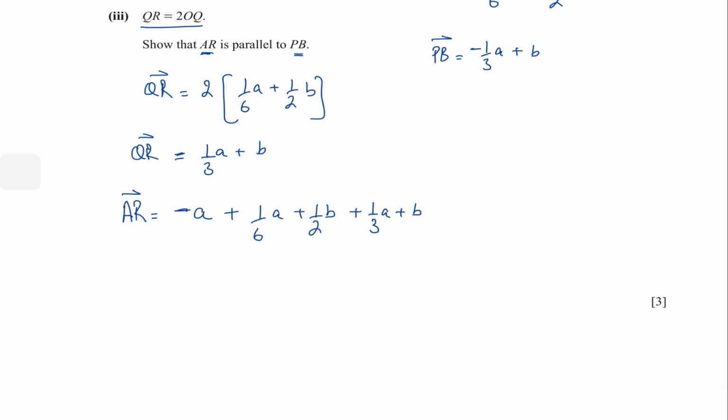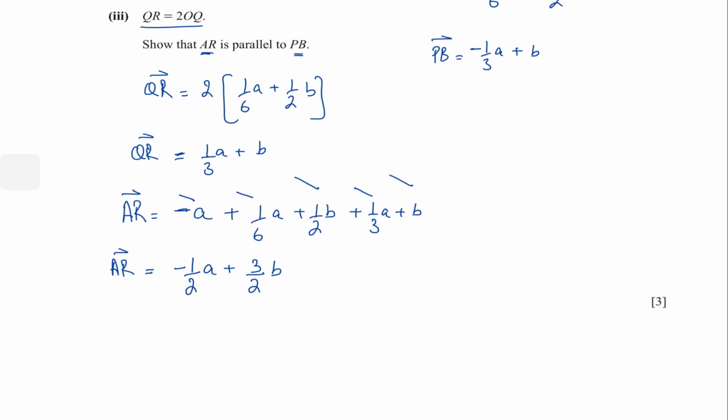So here's what I'll have to do: minus a plus 1/6 of a plus 1/3 of a. So minus 1 plus 1 upon 6 plus 1 upon 3. So I'm just adding the coefficients of a. So this gives me minus half a, and I have a half b and b. So half plus 1. So this is going to give me 3 upon 2b. So this is what AR is equal to.